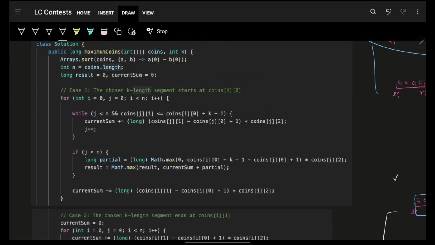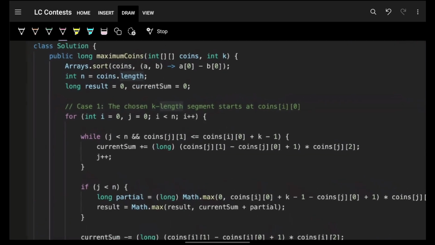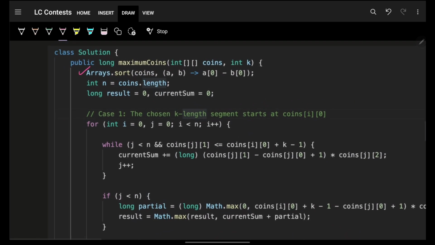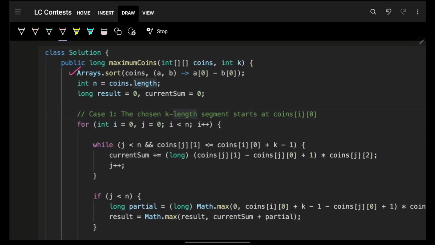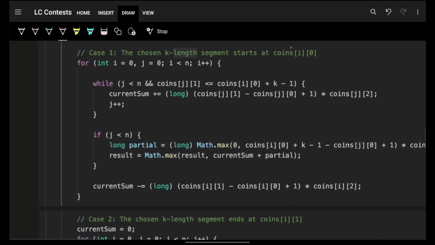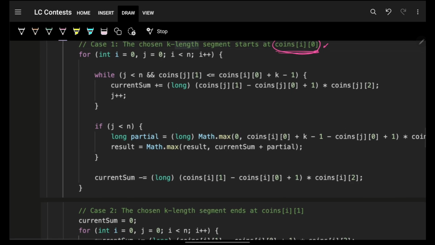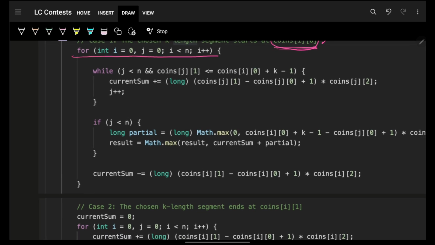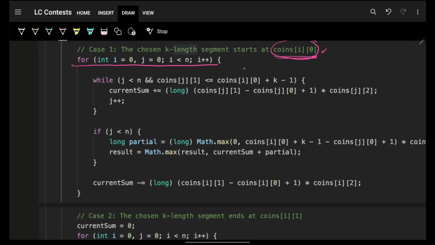Let's see the code with proper everything. Firstly, I simply sorted the intervals based on the start values. When this is done, I firstly said that my window, sliding window, will start off from the start of each interval. When I say interval, I mean coins of I comma 0. I will simply iterate on each I from the left side. The j will be on the right side, simply trying to shift forward. I will help me to shrink, j will help me to expand.